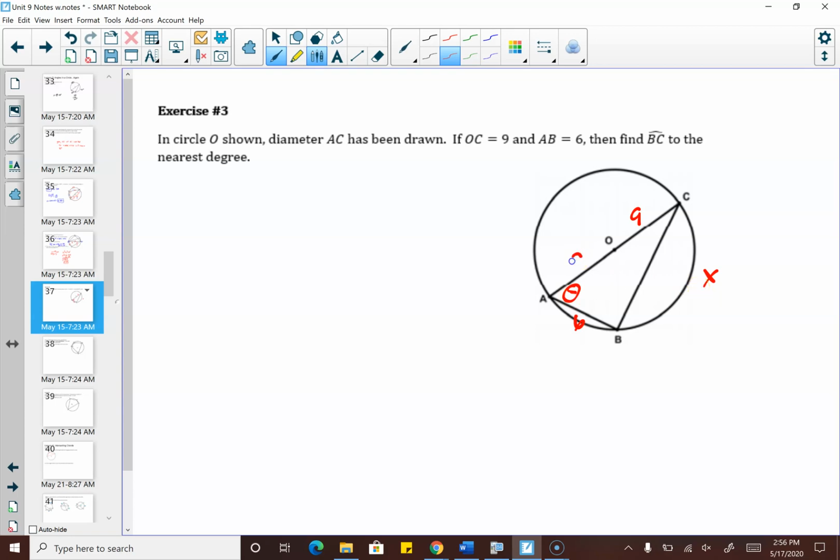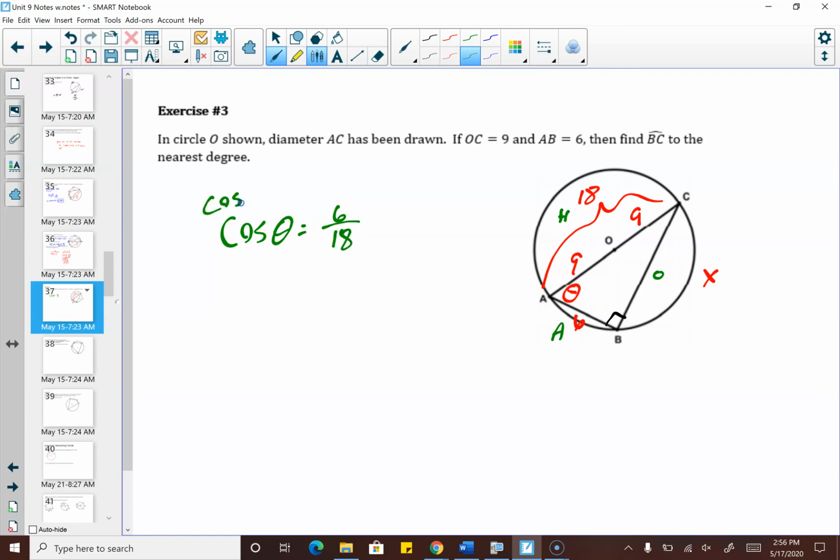Just like we've been doing, they gave us one radius, so we know the other is also 9, so a total of 18. And now this is going to be another trig problem. Since we know angle B is a right angle, from angle A, what do we have? Well, we have our opposite, adjacent, and hypotenuse. So if we use SOHCAHTOA, adjacent and hypotenuse gives us cosine. So cosine theta equals adjacent over hypotenuse, so 6 over 18.